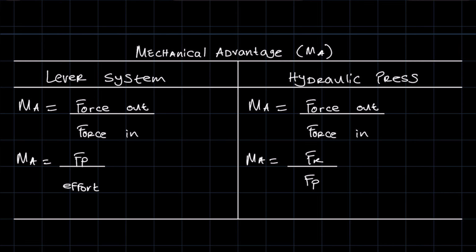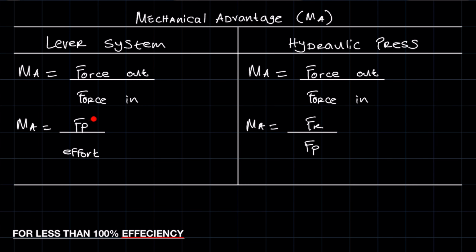When looking at the lever system specifically, as we've established, the output force, or the force that we get out of the lever system, we denote as FP. And the force coming into the lever system, the input force, we denote as the effort. So for the lever system, the mechanical advantage is equal to Fp divided by the effort.